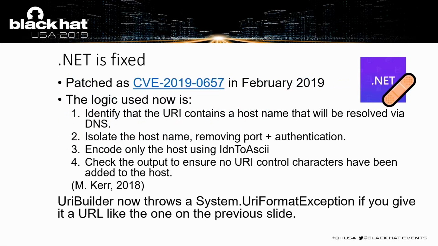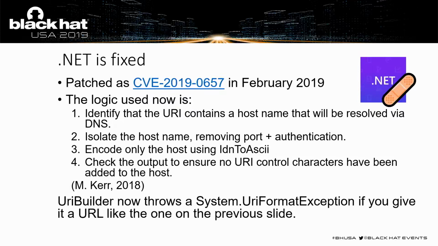This is also fixed now. I reported this to MSRC as well, and this was also patched in February, and it was backported, so even .NET 2.0 is good now. The way it works now is when you've got a hostname and it's going to be converted to ASCII, then they pull out just the hostname, they convert it to ASCII, they say, well, does the hostname we ended up with have characters in it that shouldn't be in a hostname? If it does, throw an exception. So the code on that previous slide now shows a System.UriFormatException.